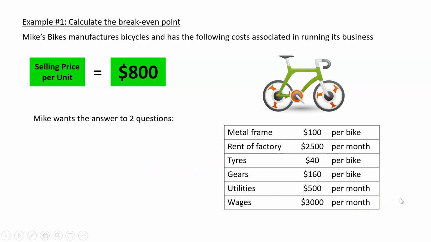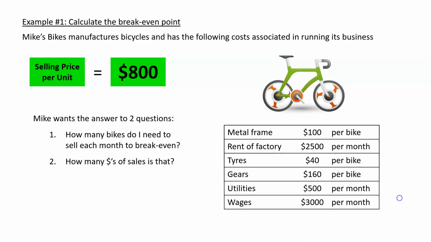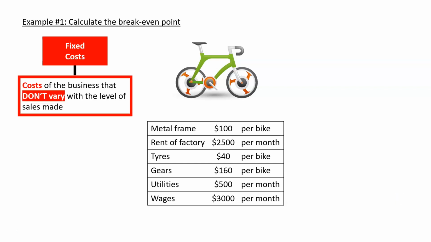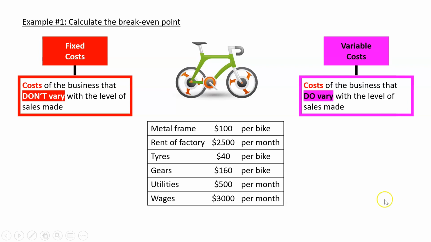So Mike wants the answers to two questions. One, how many bikes does he need to sell each month to break even? And two, how many dollars of sales is that? So to do that, the first thing we're going to do is break each of these costs into fixed, those that don't vary with the level of sales made, and variable, those that do vary with the level of sales made. So let's start with the metal frame.